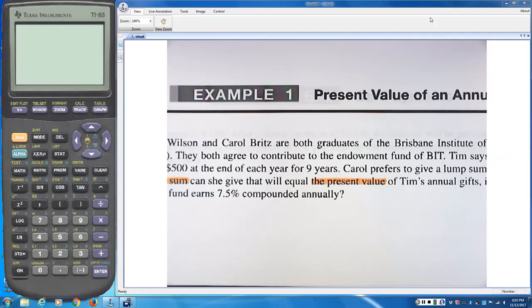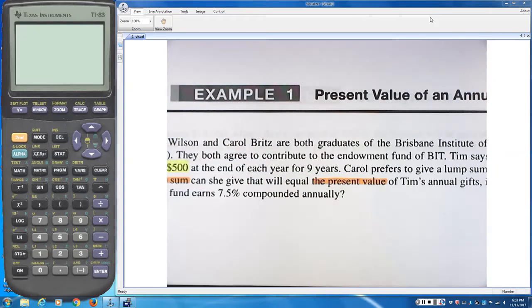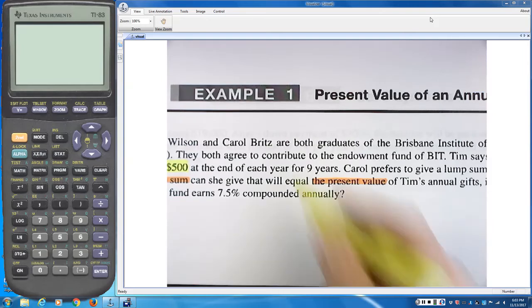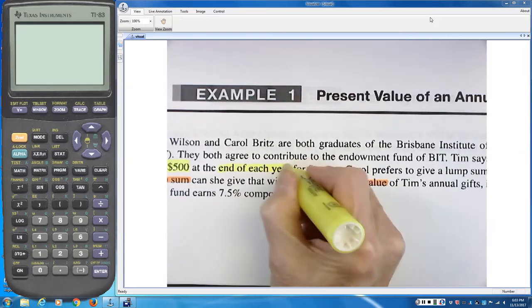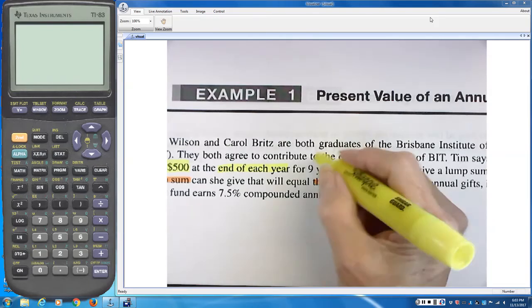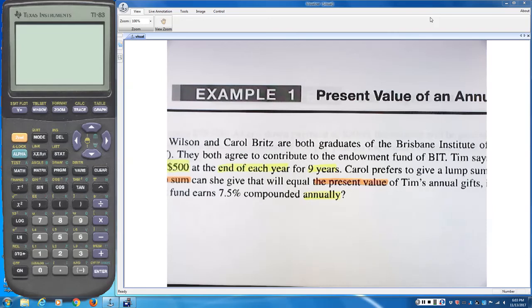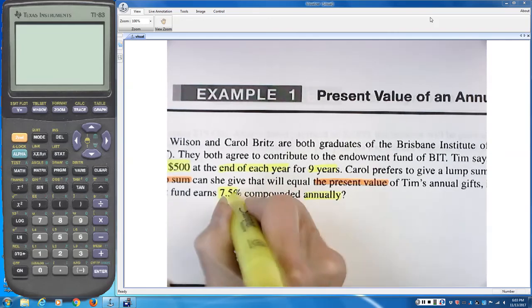So what we've got here is a series of payments, which is $500. And those $500 are going to be at the end of each year. So that tells us that this is going to be a regular, ordinary annuity for 9 years, compounded annually, so there'll be 9 compoundings, and the interest rate is 7.5%.